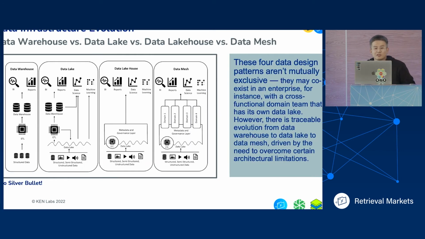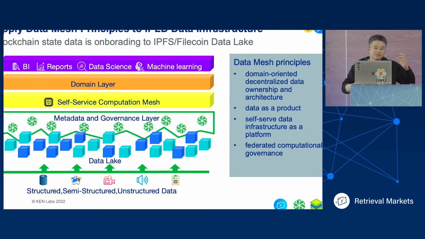Okay. Regarding the roadmap, I want to firstly introduce the evolution of data infrastructures. As you can see, we have many data infrastructures like data warehouse, data lake, and data lakehouse, data mesh. The latest phase of data infrastructure evolution is data mesh. The basic principle of data mesh is, I want to move to the next slide. There is domain-oriented decentralized data ownership and architecture, and data as a product, and self-service data infrastructure as a platform, and federated computational governance. That means we can build Pando together with IPFS and Filecoin to build an open data mesh. And then based on these data infrastructures, we can build a self-service computation mesh over that.